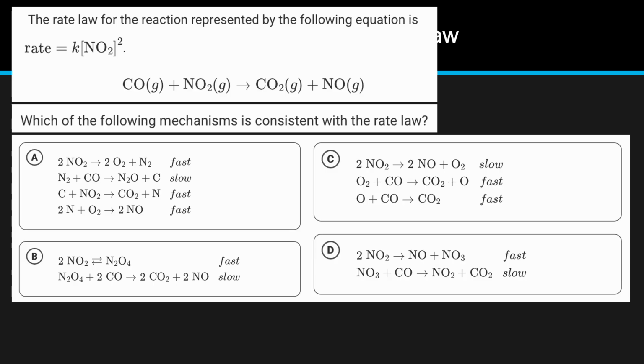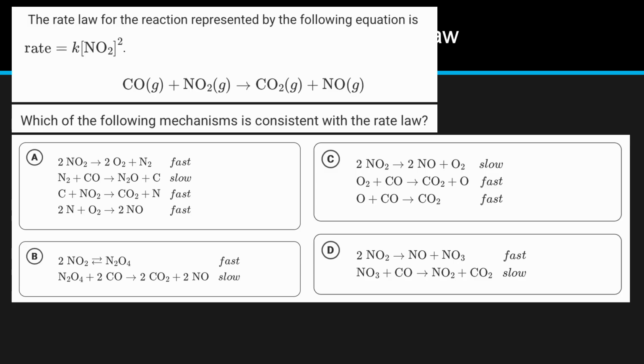All right, and then to wrap up our video, we're going to end it on an example problem. It says the rate law for the reaction represented by the following equation is rate equals K times the concentration of NO2 squared. Which of the following mechanisms is consistent with the rate law? So remember, when we're looking at this rate, we know that we only have NO2, and we know that we have two of them if we're looking at a mechanism.